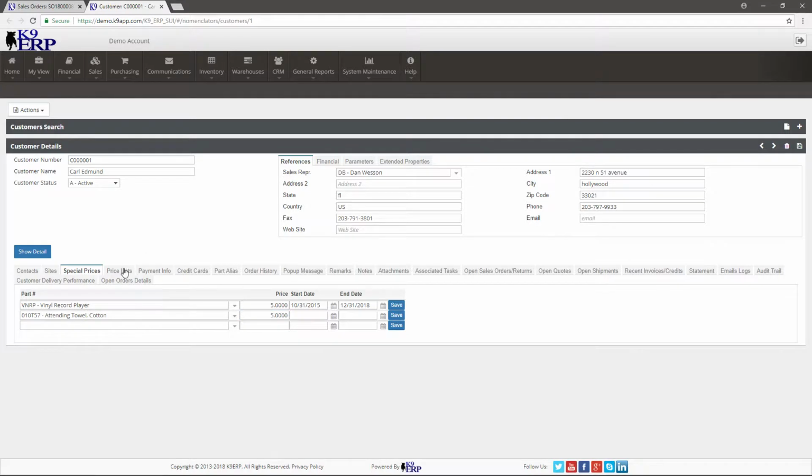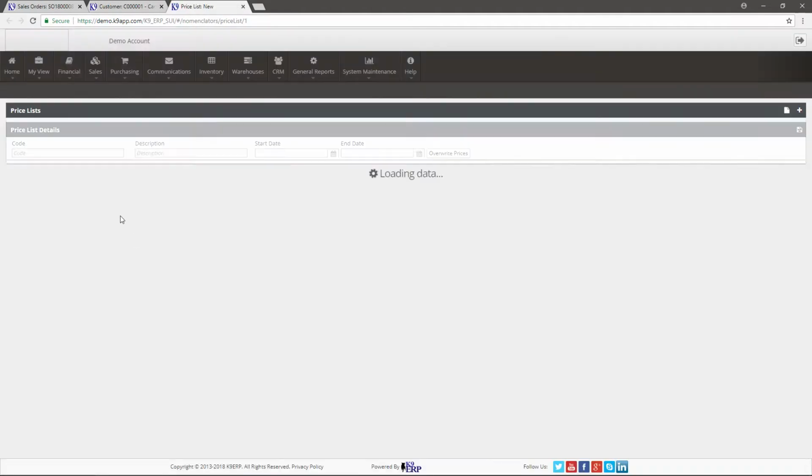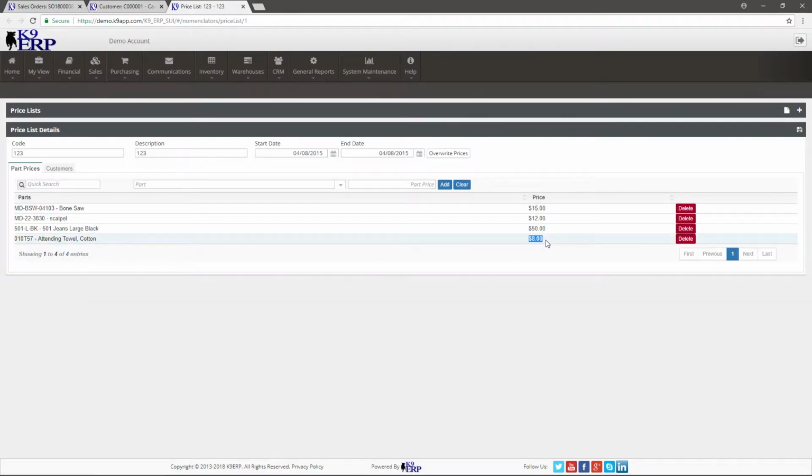The next place it'll look is price lists. Now there is a price list over here, and if I open it up, I'll see over here that product in there for $8. So now if that customer, Carl Edmond, didn't have a special price, his sales order price would be $8 because that's the price assigned to him in a price list.